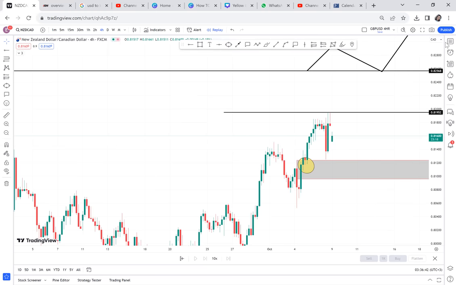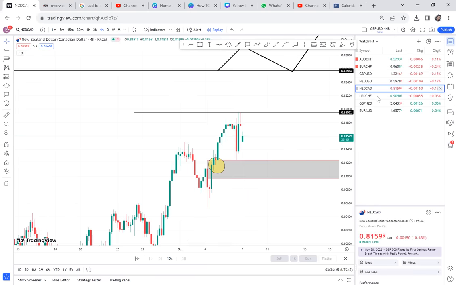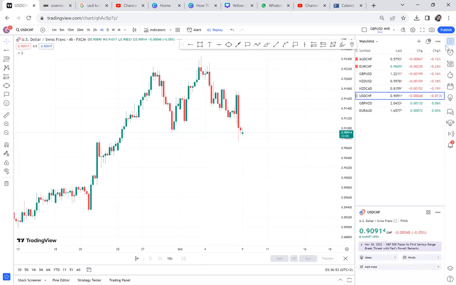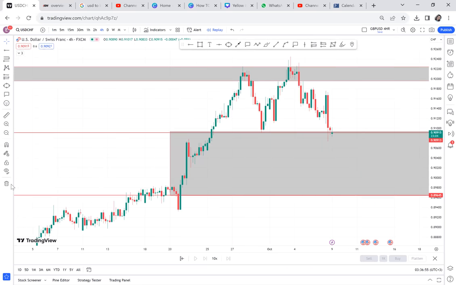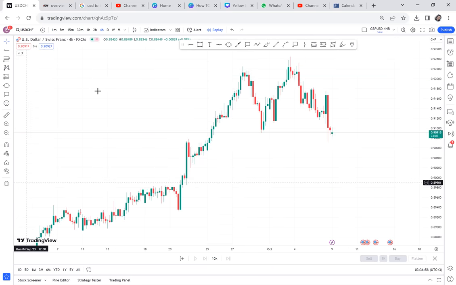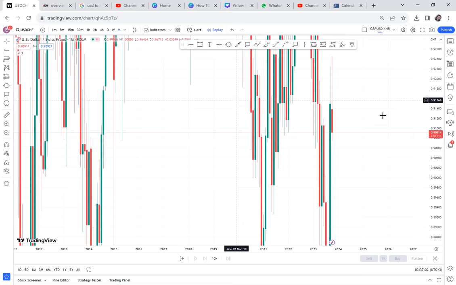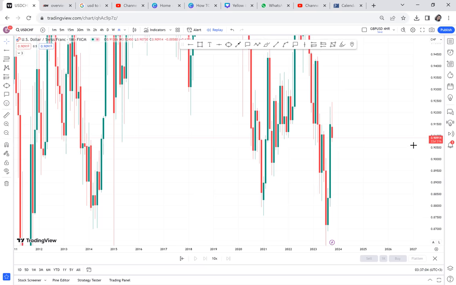So let me introduce you to one pair that we have not even dealt with. I'm introducing you three pairs that we have not dealt with. USDCHF is our new pair that I want us to introduce. So USDCHF, we're adding it on the time frame. We'll start it from the monthly to see what is happening from the monthly time frame.